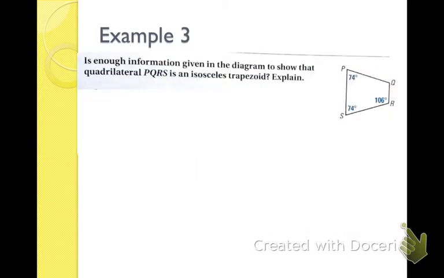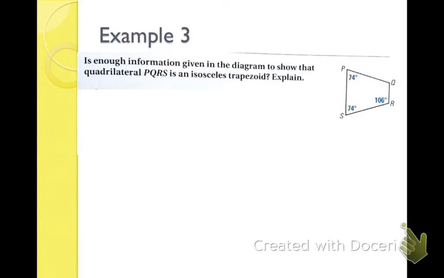All right, example 3. Is there enough information given in the diagram to show that quadrilateral PQRS is an isosceles trapezoid? Is there enough information? What do you think, Faith? What's your reasoning? Yes, there is, because why? What tells you that? Degrees. Yes, okay? There are 2 steps to it. First of all, because this is 74 and this is 106, they're supplementary. What does that tell us?